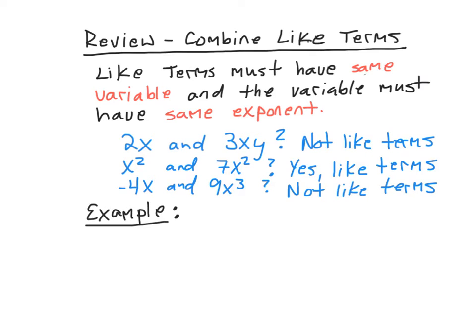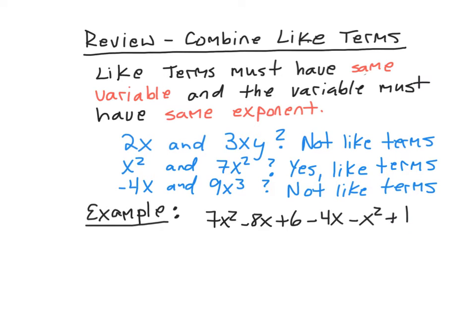So let's say I have the following. Let's say I have 7x squared minus 8x plus 6 minus 4x minus x squared plus 1. And so in this instance, I'm basically trying to find all of the like terms inside this expression so that I can combine them all together and I can simplify this expression.